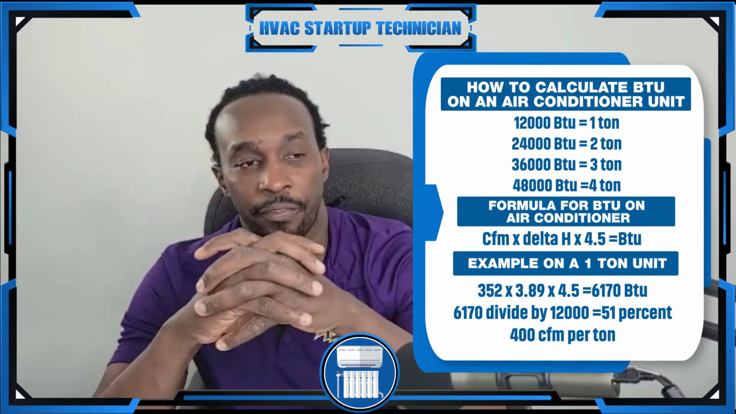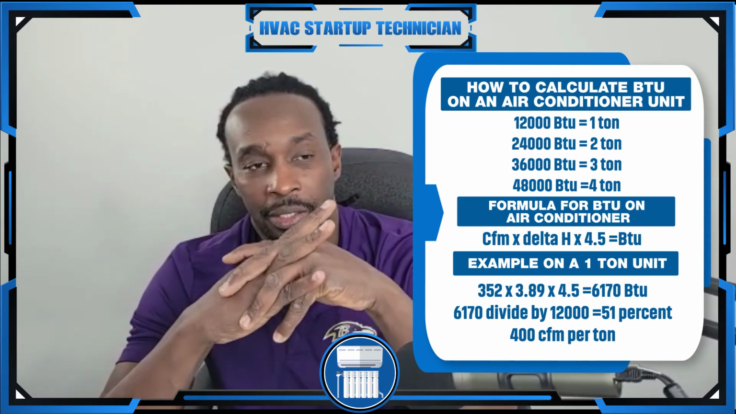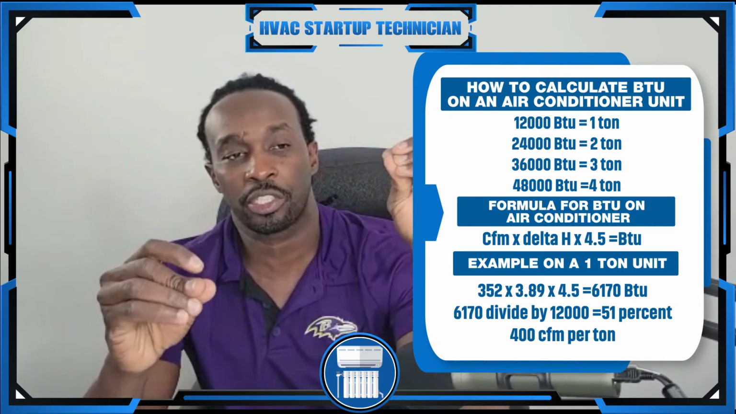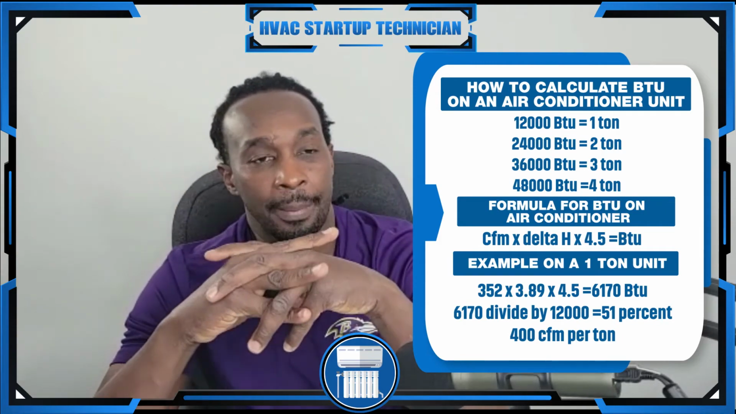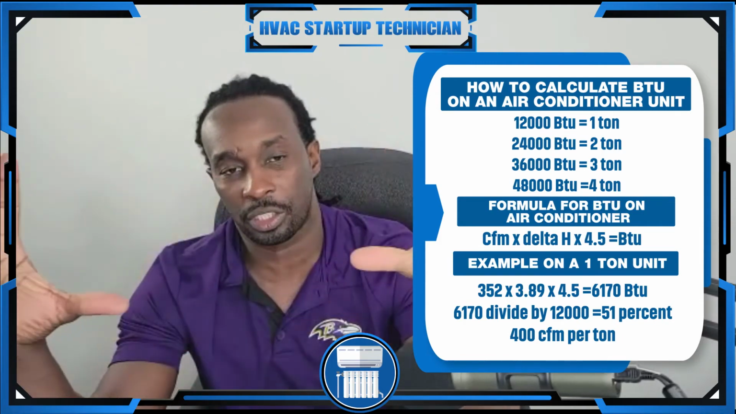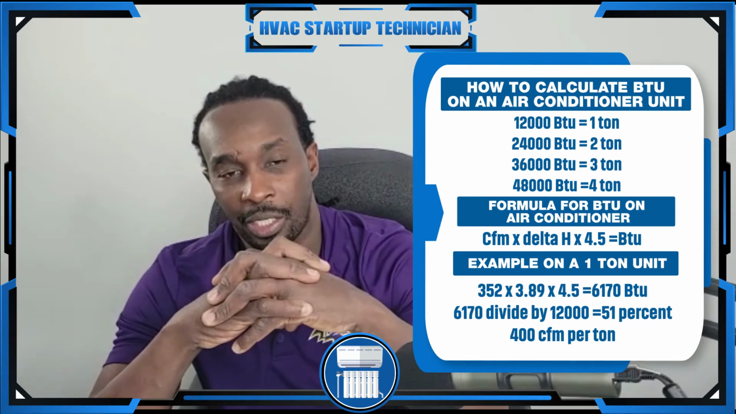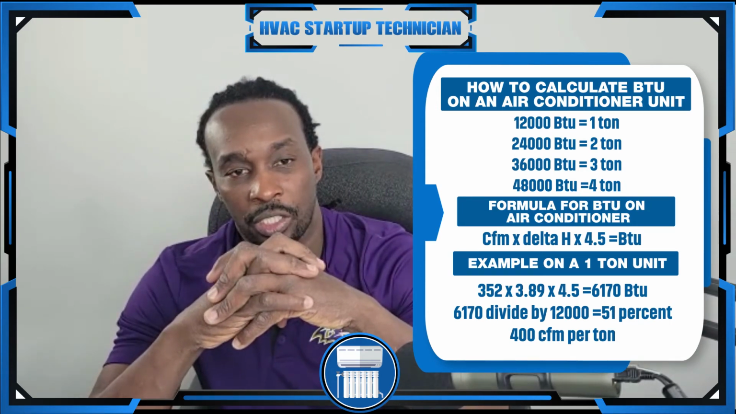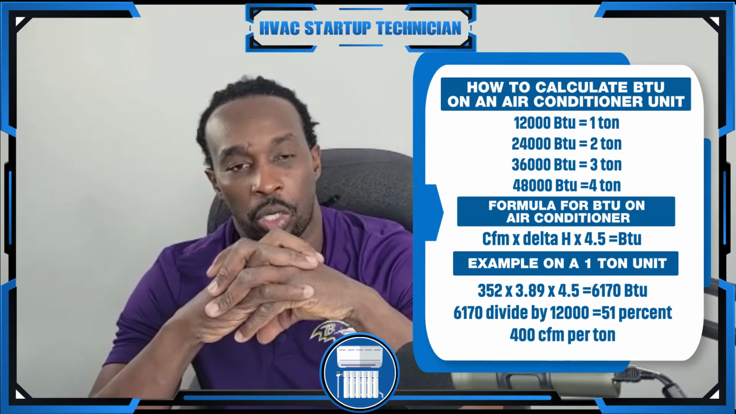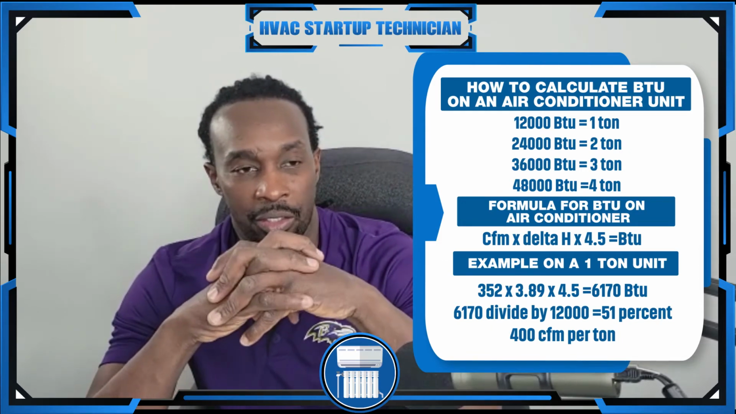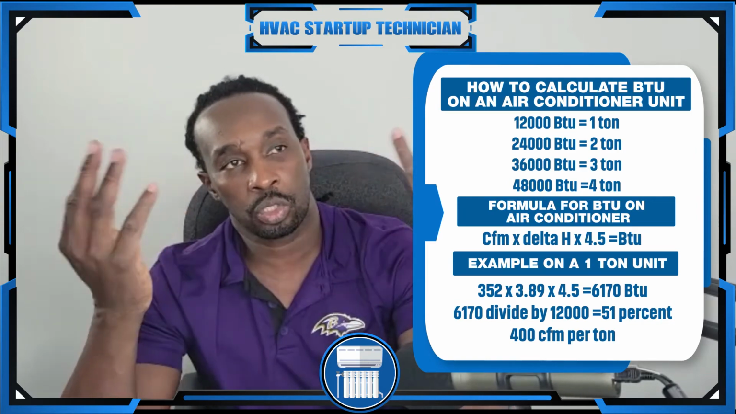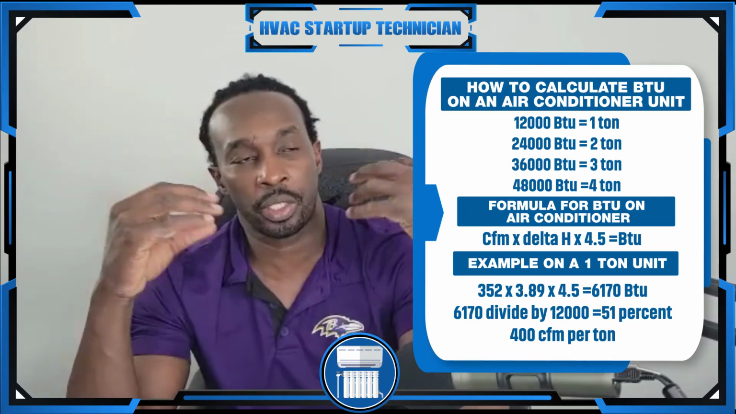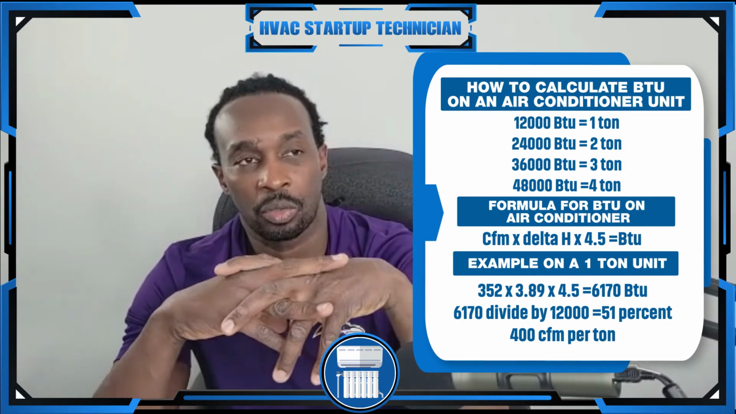So 352 was my CFM, times 3.89, the difference between my return and my supply, your delta H, because now we're talking cooling, times the magic number I call 4.5. That number doesn't change on any system, and that gave me 6,170 BTUs. I take 6,170 divided by 12,000 because I'm doing a 1 ton. If I was doing a 2 ton, it would be divided by 24,000. If I was doing 3 tons, 36,000.